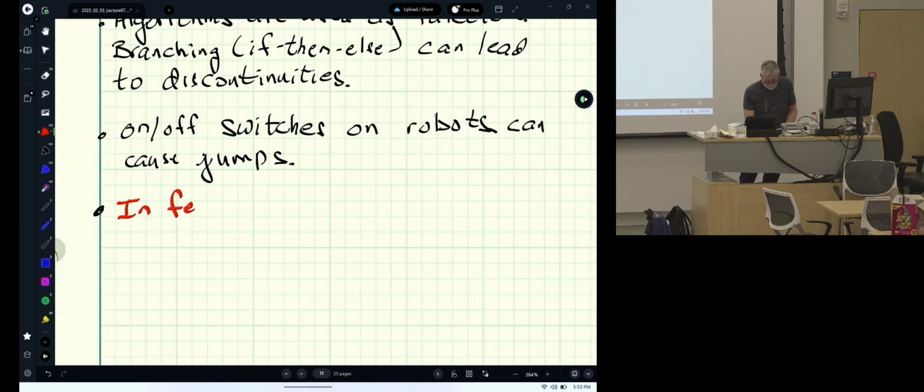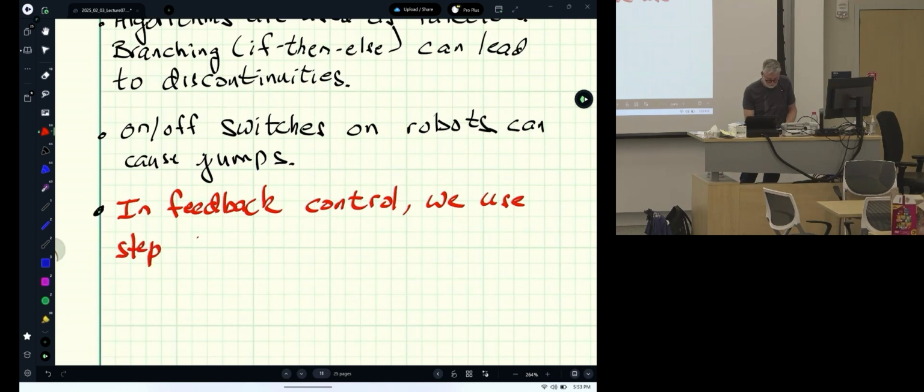This is a big one. In feedback control, we use step functions as set points. Let me describe that.